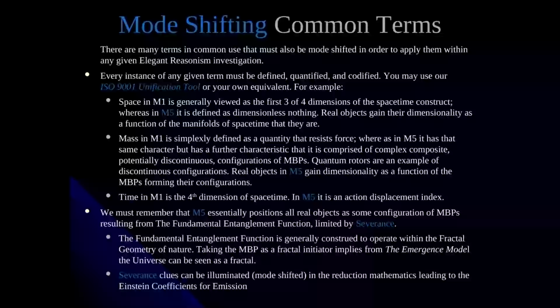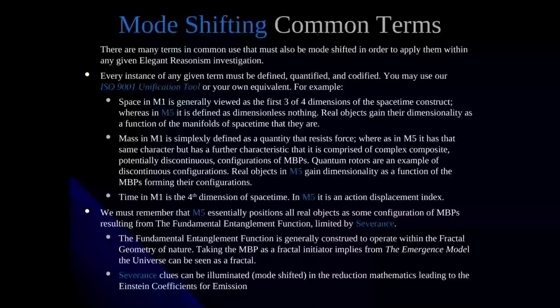Mass in M1 is simply defined as a quantity that resists force, whereas in M5 it has that same character, but it has a further characteristic that it is comprised of complex, composite, potentially discontinuous configurations of MBPs. Quantum rotors are an example of discontinuous configurations because there's a rotor that rotates around an axis, and it doesn't touch the axis. It just rotates around that. So there's actually two constructs there.